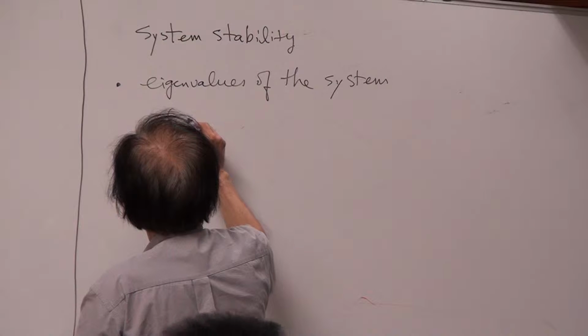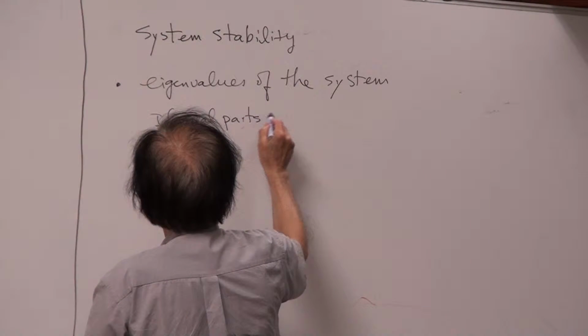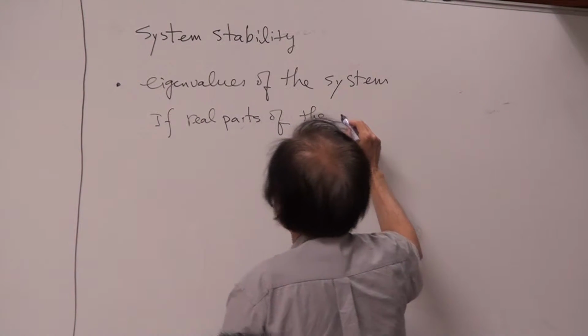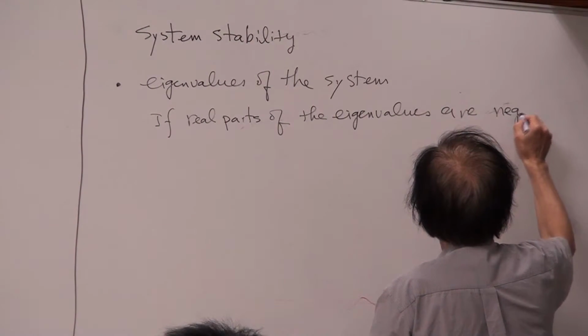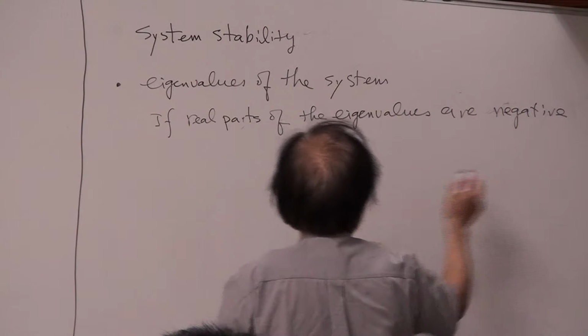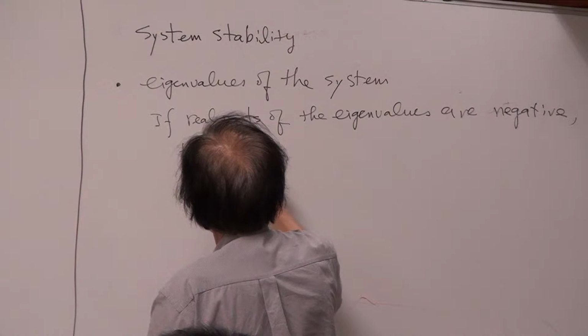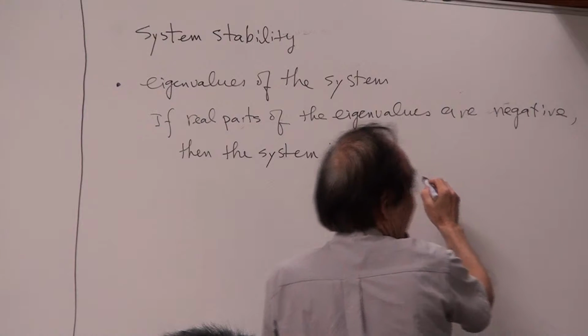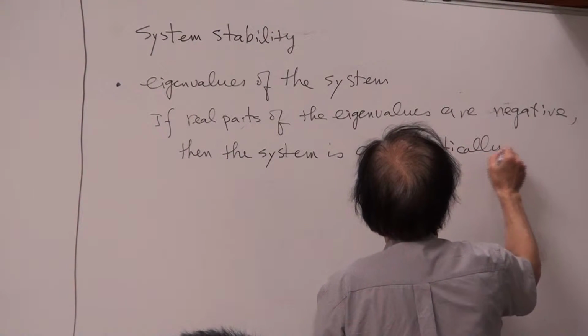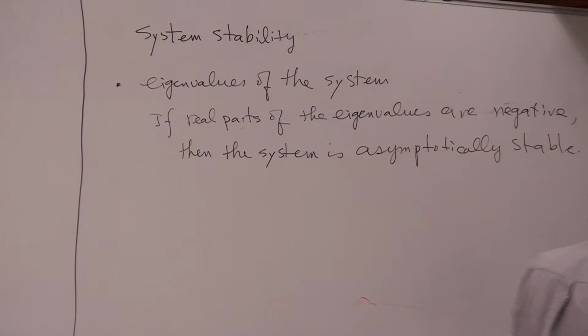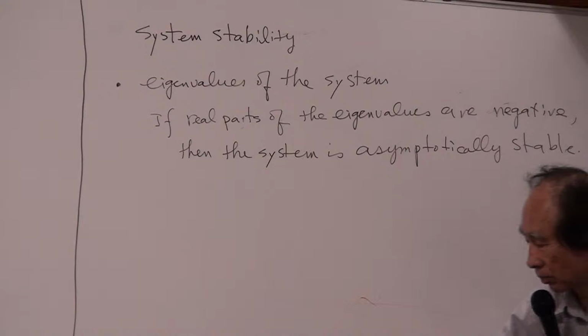Now, if the real parts of the eigenvalues are negative, then the system is asymptotically stable. So that's one way to do it. For system stability with eigenvalues, if the real parts of all eigenvalues are negative, then the system is asymptotically stable.